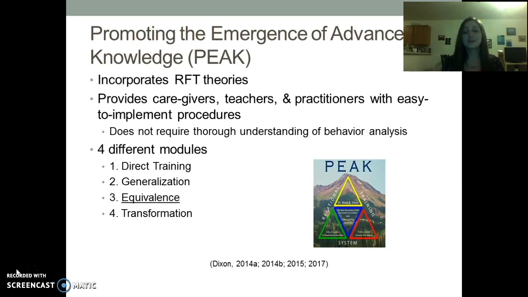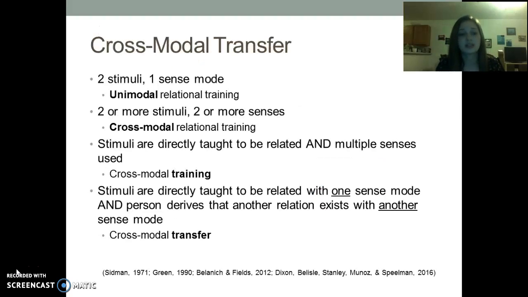Now, RFT can be super complicated, but thankfully Dr. Dixon created a curriculum titled PEAK, Promoting the Emergence of Advanced Knowledge. And this incorporates a lot of the RFT theories and makes them seem not so complicated. It was created to provide caregivers, teachers, and practitioners with easy-to-implement procedures. And so they don't really need a thorough understanding of behavior analysis. It was really designed for people who don't really understand it so much to be able to still implement it consistently. This was comprised of 4 different modules: direct training, generalization, equivalence, and transformation. The equivalence module is what I specifically used for my study.